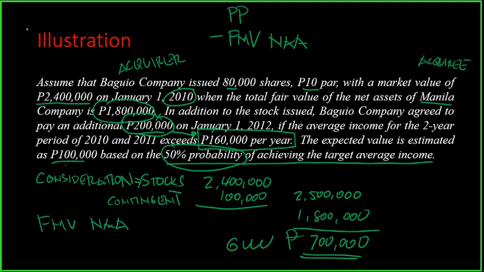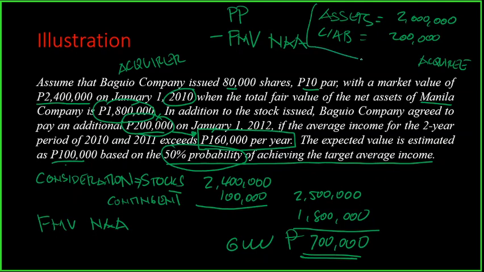You have a net asset of 1,800,000. Let's add some more information. Let's assume that this 1,800,000 came from your total assets. Assuming that your total assets are 2 million, so that you will see the journal entries, and assuming that your liabilities are 200,000. So you get the difference, you now have 1,800,000. Okay? So just try to integrate that in your notes.